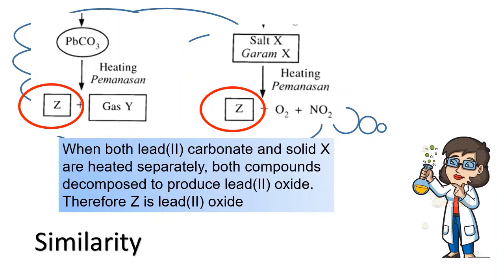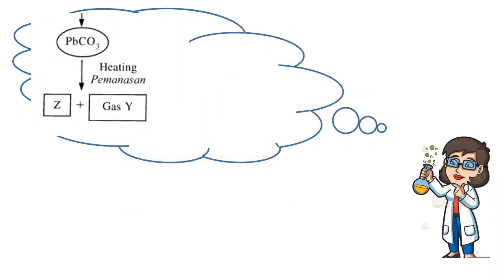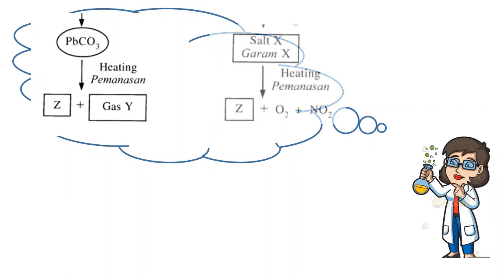Similarity. Observation for lead(II) oxide: the color of the residue is brown when hot and yellow when cold. Gas Y is produced when lead(II) carbonate is heated. Oxygen gas and nitrogen dioxide gas are produced when salt X is heated.